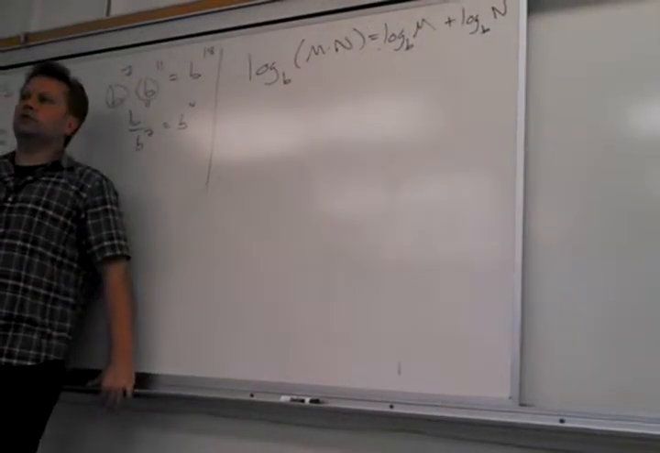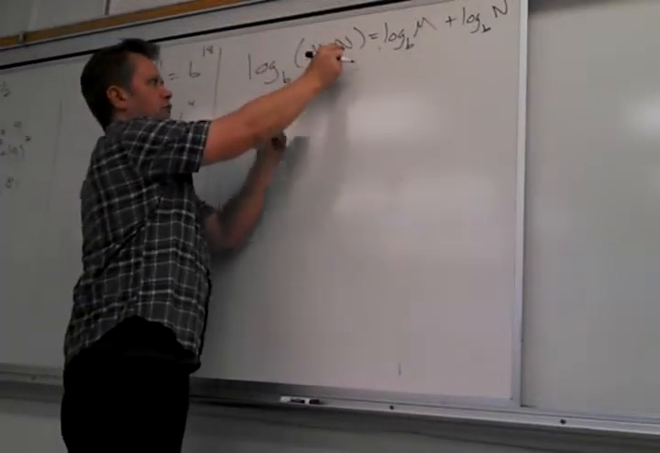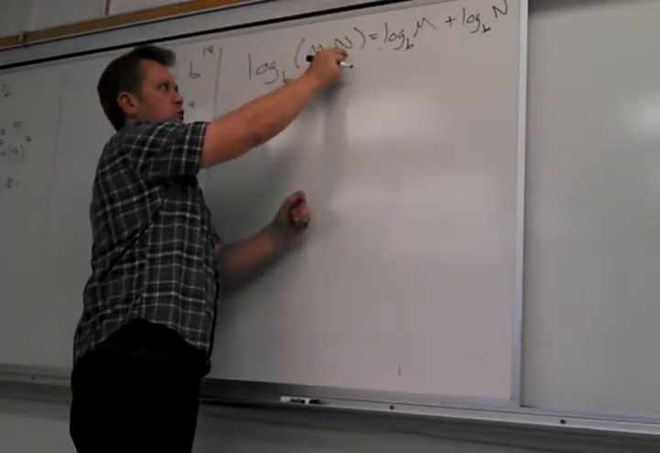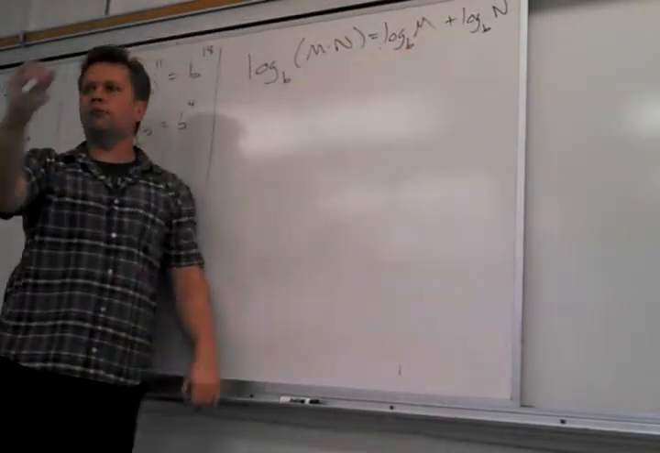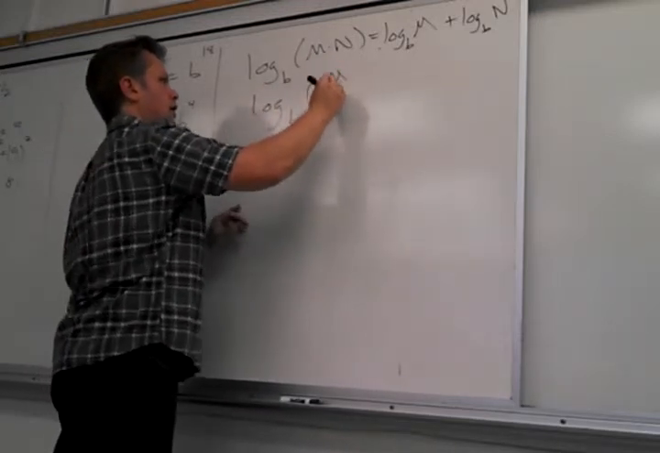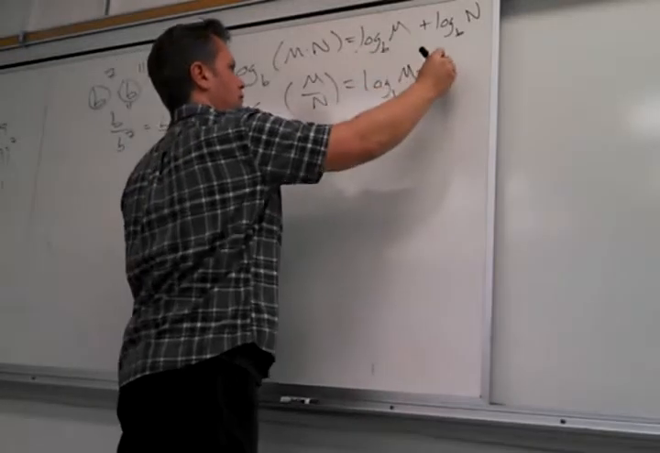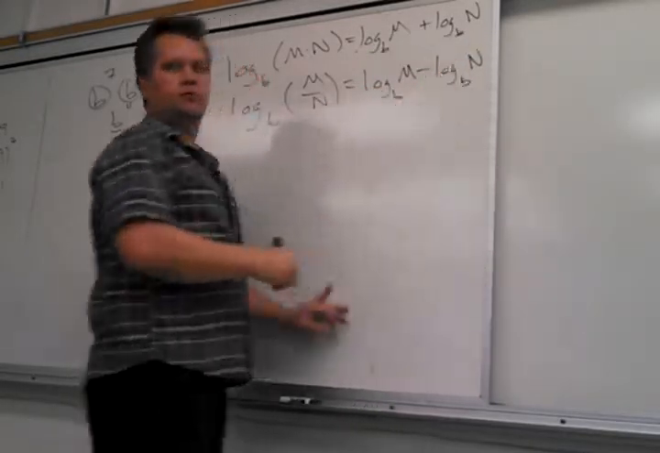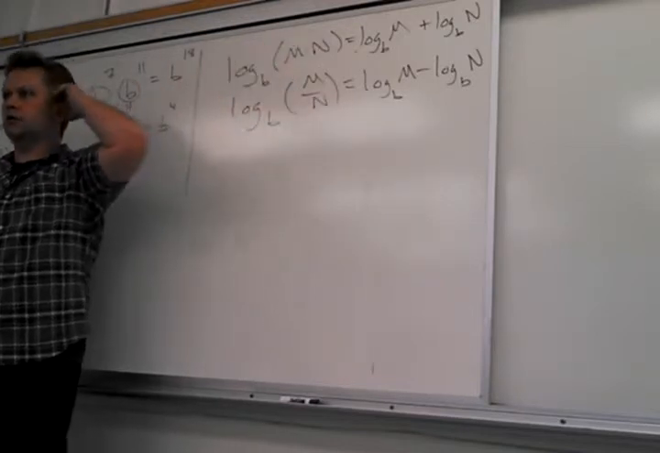So this is awesome. If you understand logs are powers. When I have a log of a product, what do I do when I multiply like bases? I add the powers. Logs are powers. So what do I do if I divide like bases? Subtract the powers. That's insane. Subtract that power minus that power, right? So the log of the quotient is the difference between the logs.